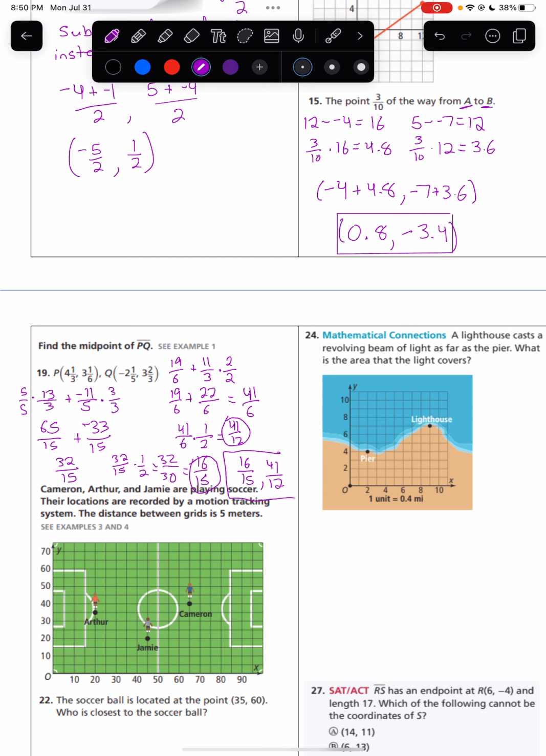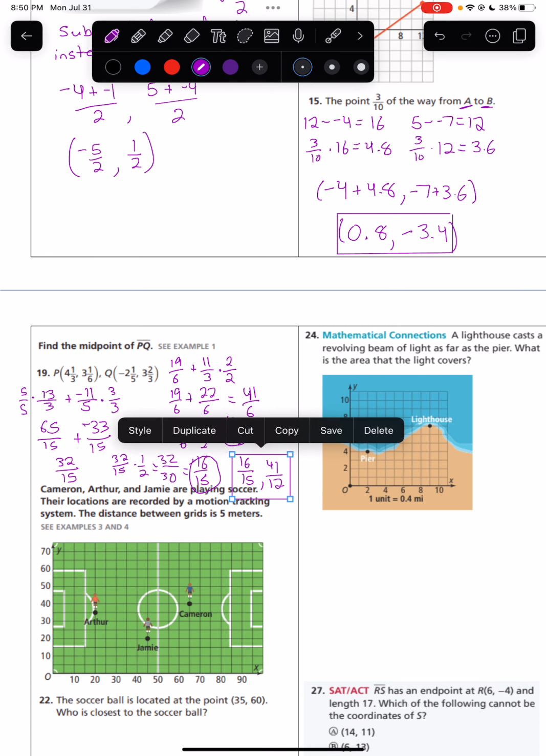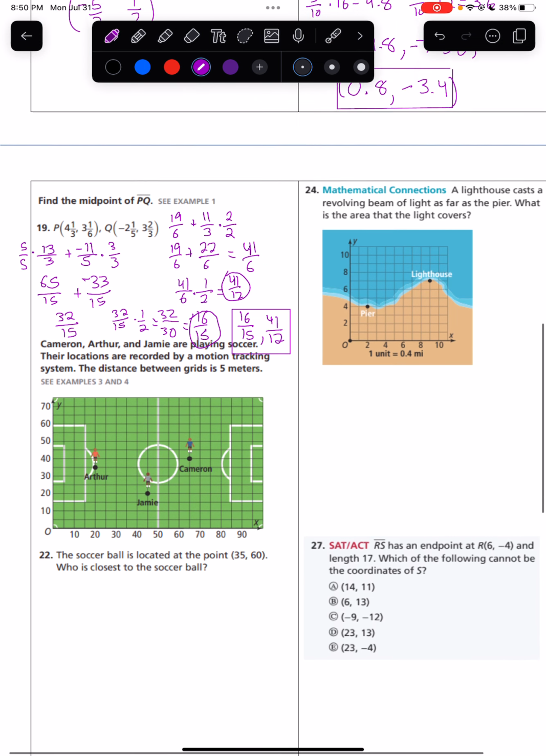Of course, you can definitely do that in a calculator as well, but sometimes it's interesting to brush up on our fractions.